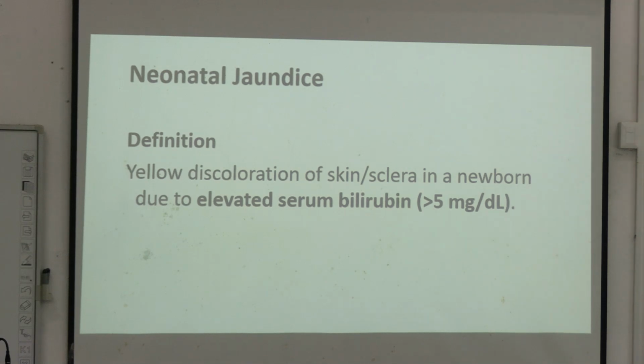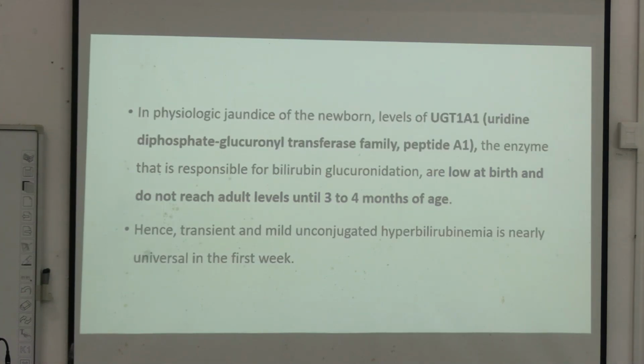Now the neonatal jaundice. Definition: yellow discoloration of skin or sclera in a newborn due to elevated serum bilirubin, that is more than 5 mg per dl. In physiologic jaundice of newborn, levels of UGT1A1, the enzyme responsible for bilirubin glucuronidation, are low at birth and do not reach adult level until 3 to 4 months of age. Hence, transient and mild unconjugated hyperbilirubinemia is nearly universal in the first week. So, neonatal jaundice is quite common.